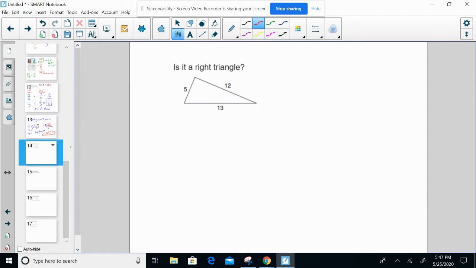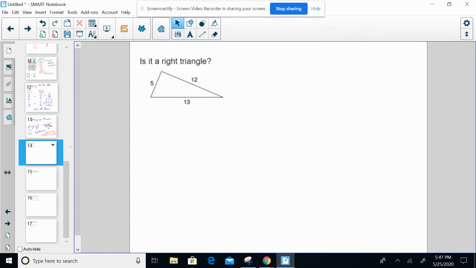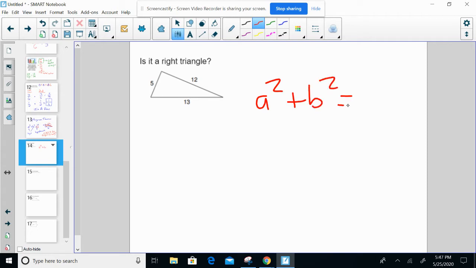Now, one of the questions we can answer is: is it a right triangle or not? Just looking at the picture, you can't really tell, but you're going to use a squared plus b squared equals c squared. If this works, it is a right triangle. If it does not, it's not a right triangle. And here's what I mean. First off, identify your longest side. That's your C. Doesn't matter about the other two, doesn't matter what order. Just know that you're going to put 5 squared plus 12 squared, and it's going to be set equal to 13 squared.